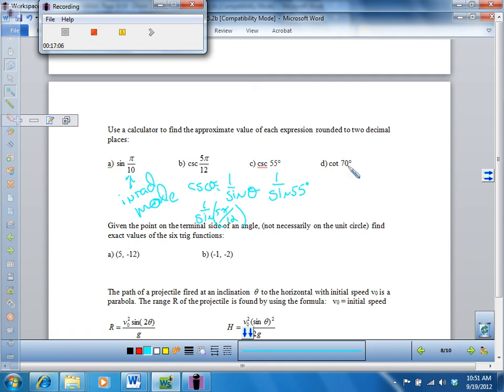Cotangent, how would I do that? Cotangent is 1 over tangent. They're reciprocals. So you would do 1 over tangent of 70. Okay? Last thing.